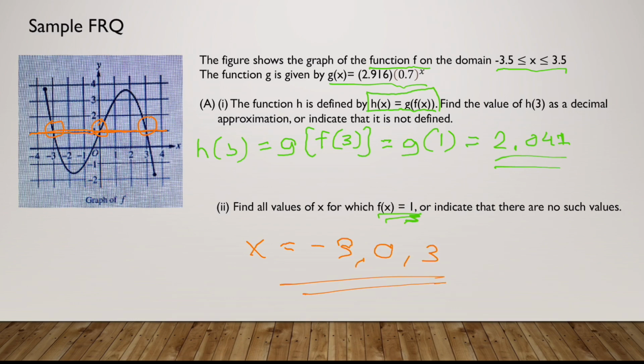And that's it, my friends. That's how simple a FRQ is. Let's move on to the next part, which is the B one.